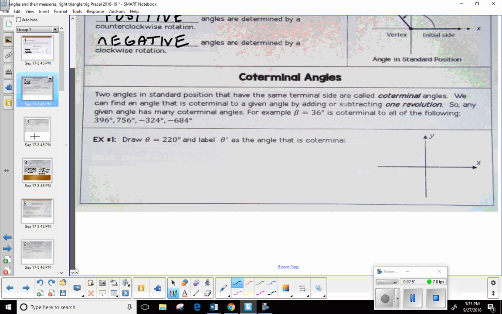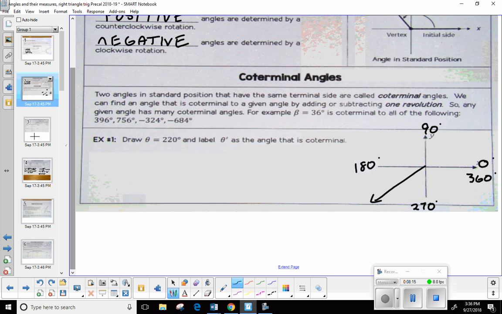Okay. So let's take a look at the example they have here. Okay. So they have draw theta is equal to 220 degrees. Okay, so we start at 0. We have 90, 180, 270, and then we get all the way back around to 360. Okay, so what quadrant would 220 be in? Okay, definitely quadrant 3. And it goes counterclockwise as well, you know, quadrant 1, 2, 3, 4. So let's say this right here, starting in standard position and rotating around, that would be 220 degrees.